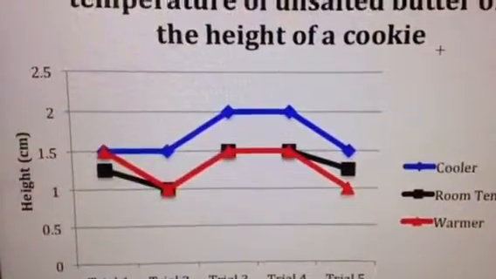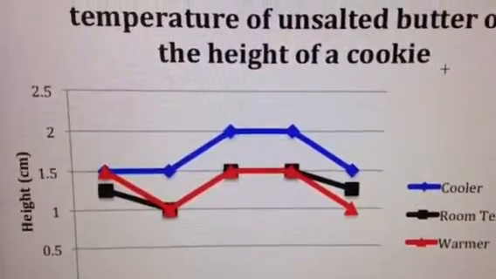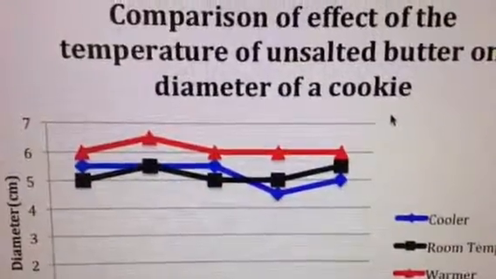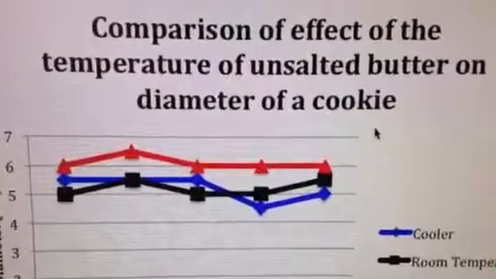As you can see in this graph, the decrease in temperature caused the increase in height, and in this one, the increase in temperature caused an increase in diameter.